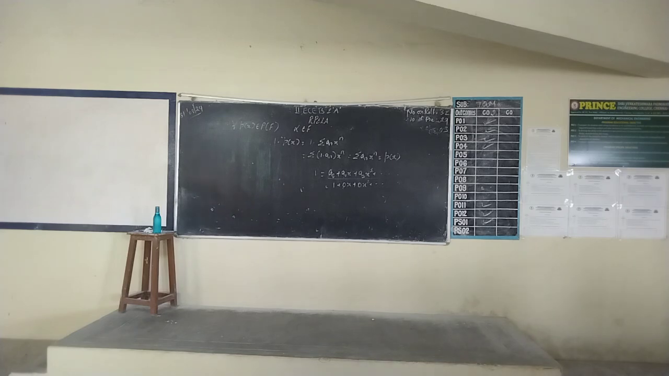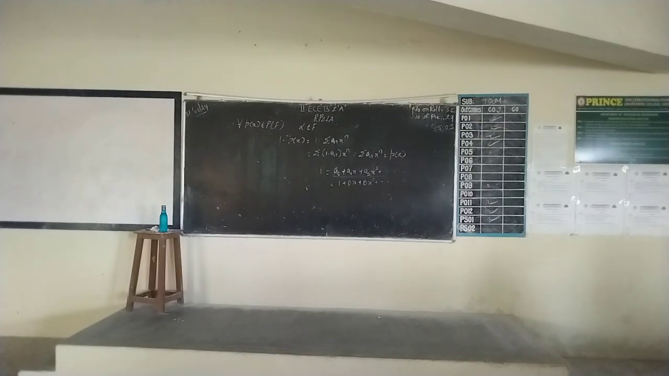Whether all the conditions are satisfied? Yes. So what is the conclusion you can give? Hence, V equal to P of F is a vector space. P of F is a vector space over F.